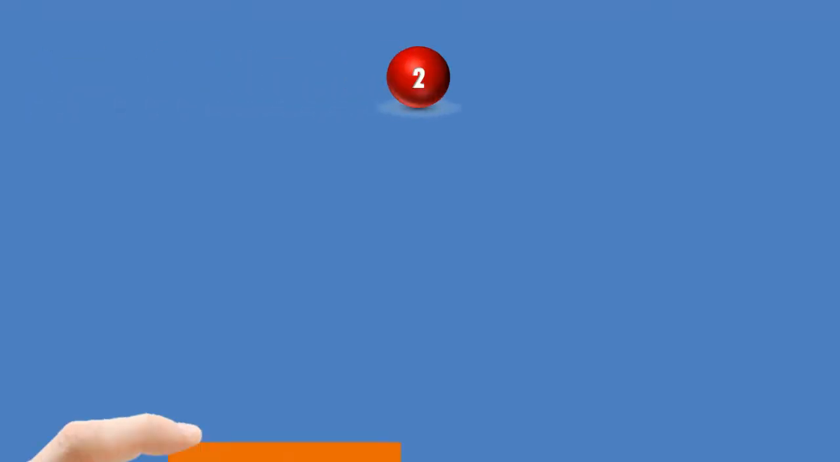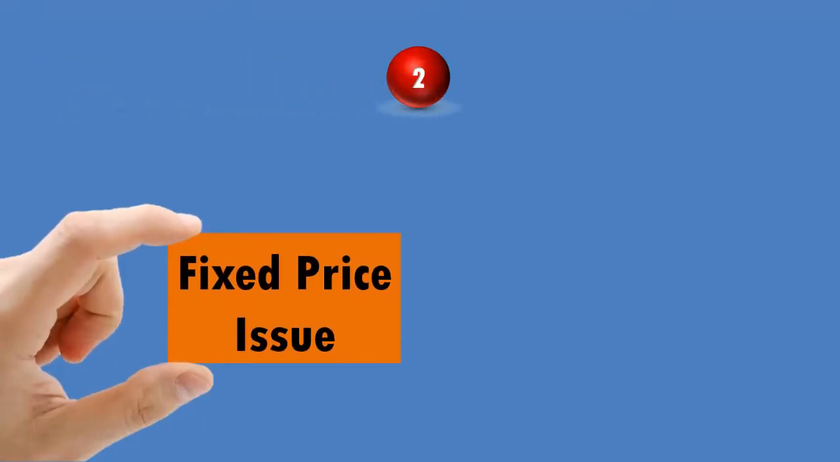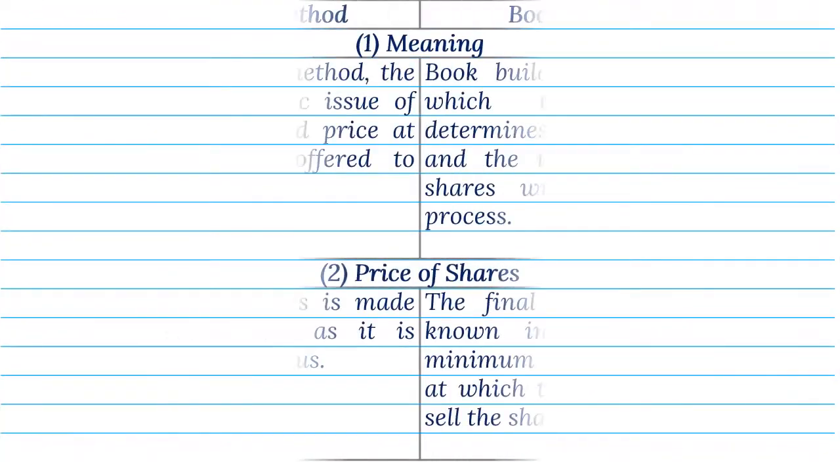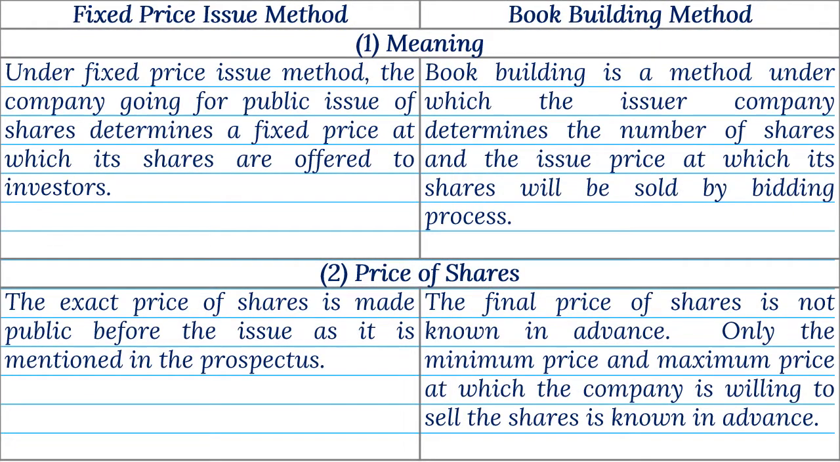2. Fixed price issue and book building. 1. Meaning. Under fixed price issue method, the company, going for public issue of shares, determines a fixed price at which its shares are offered to investors. Book building is a method under which the issuer company determines the number of shares and the issue price at which its shares will be sold by bidding process.